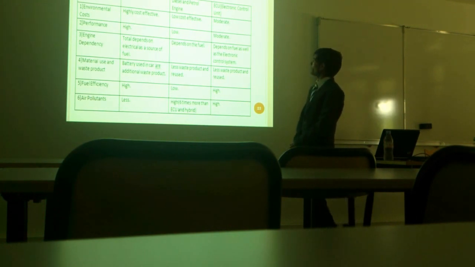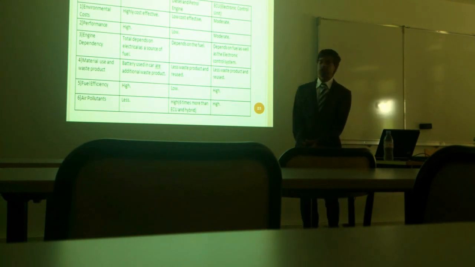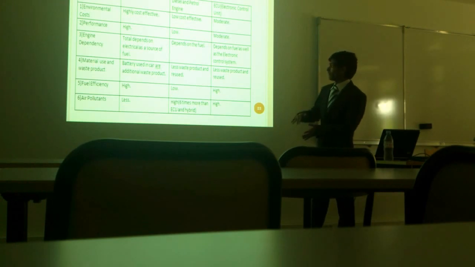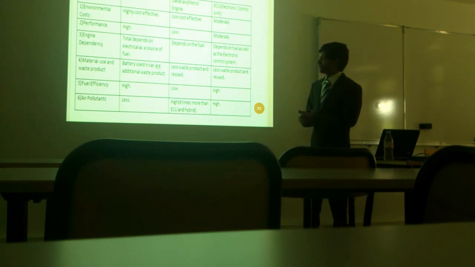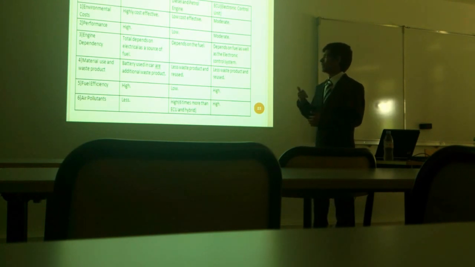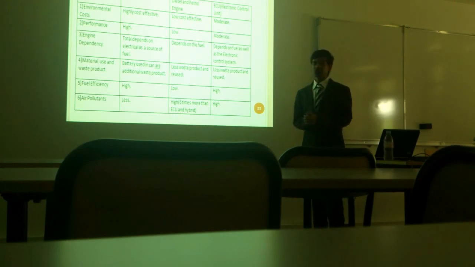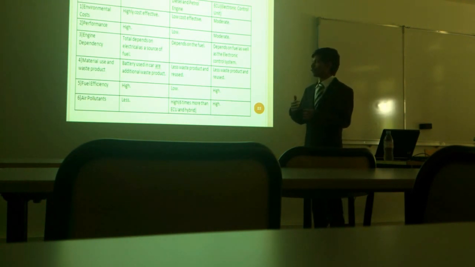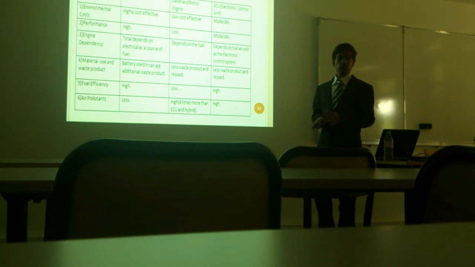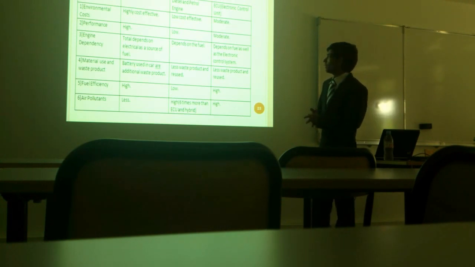And the electronic control unit depends on the fuel as well as the electronic components or sensors we are using inside our engine to increase the efficiency of the engine. Then material use and waste product. In the hybrid engine, the battery used in a car is an additional waste product, because if our battery gets out of use, we cannot reuse it again. So it is a waste product.